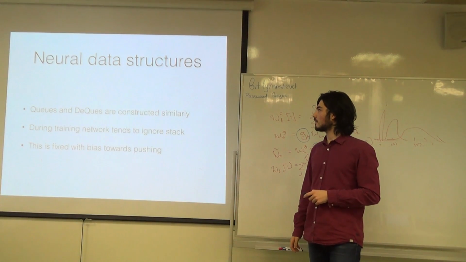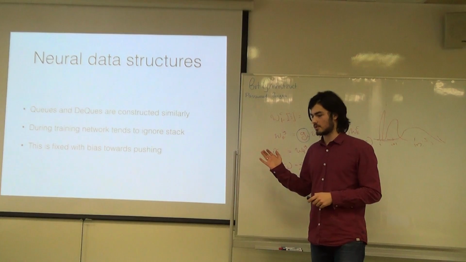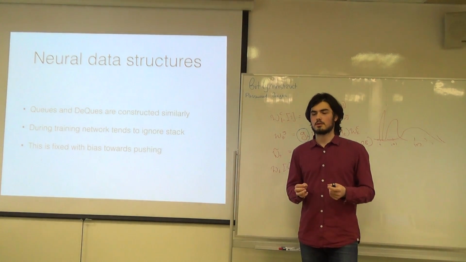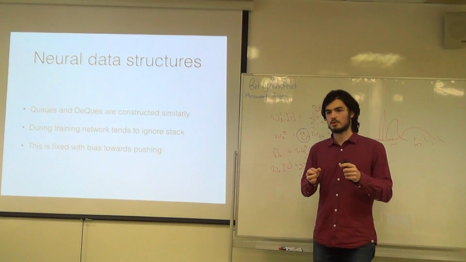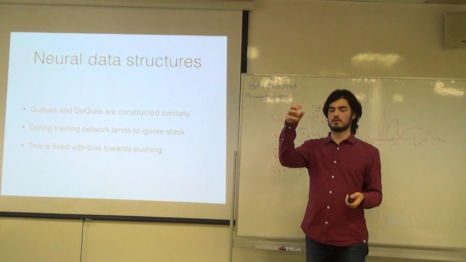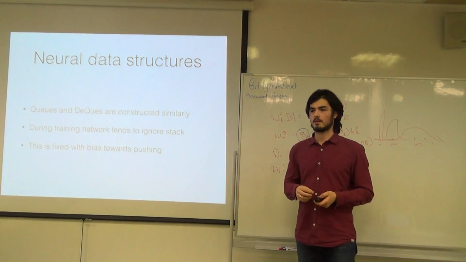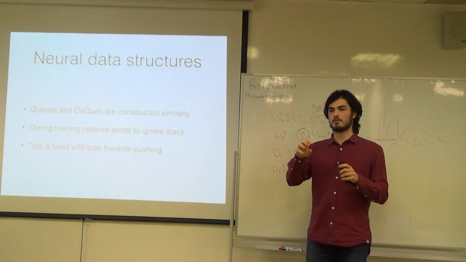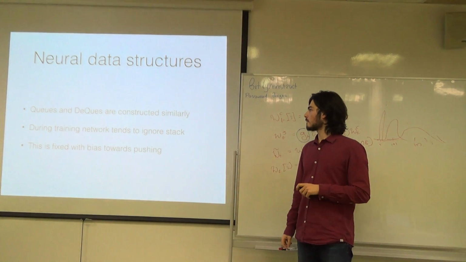Okay. So queues and double-ended queues are constructed similarly. For example, for queues, you would push to the last element and pop from the first element. And what is a deque? Double-ended queues. Those are structures to which you can push and pop from each end. Okay.